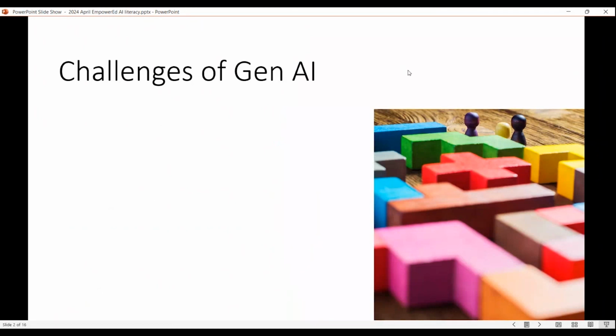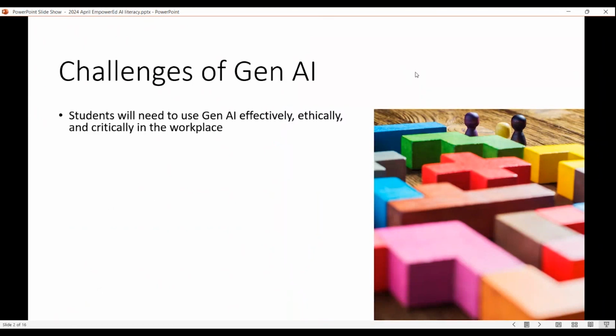I think we are all living in a period of great challenges with AI. It sort of feels like, how can we find our way through this maze? We know that our students will need to use generative AI effectively, ethically, and critically in the workplace after university. There's very few jobs where they would not be coming in contact with that. And it's increasingly embedded in the tools we use every day. You might have noticed that a few weeks ago, PDF Reader came up with an AI assistant embedded in it. So this comes up all the time.